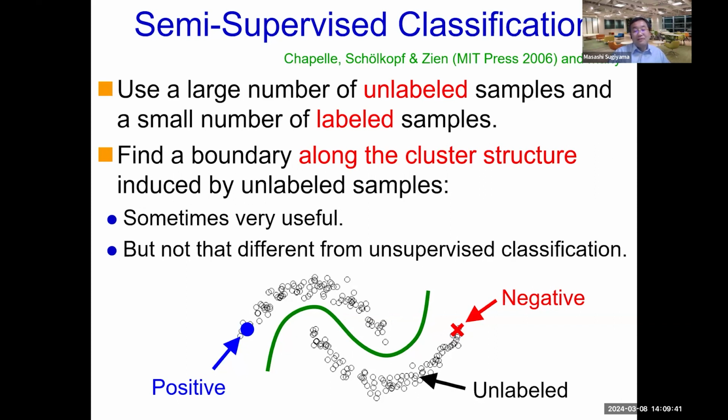But in practice, maybe one cluster is a mixture of several different classes. Then this kind of label propagation idea does not work well.